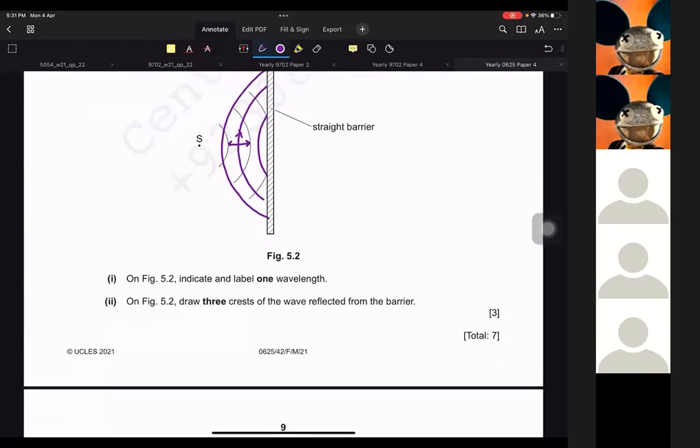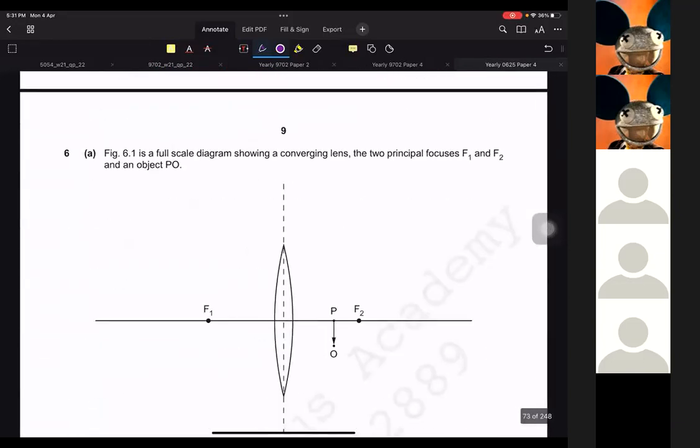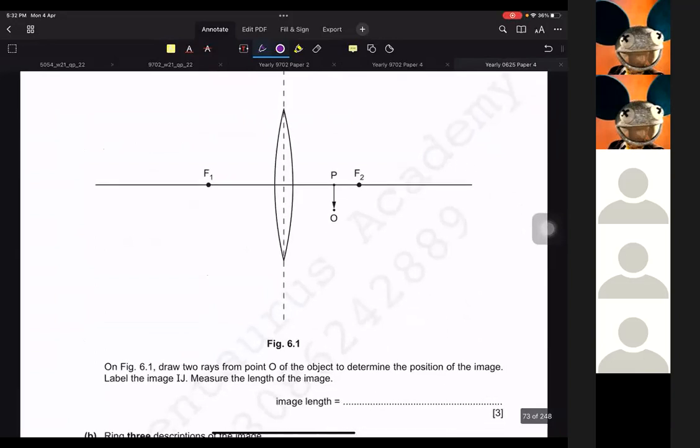Okay. Then it says an object is shown in front of a converging lens. Draw 2 rays from point O of the object to determine the position of the image. Label the image I, J, and measure the length of the image. Now what you do? First line should always be towards the lens straight. And then the next line should go straight. And then the next line should bend towards F like this, right?